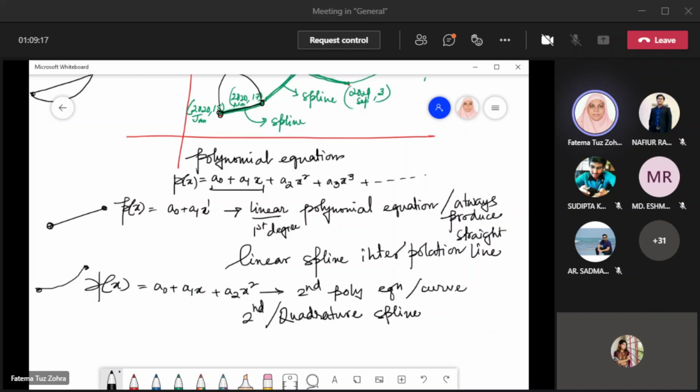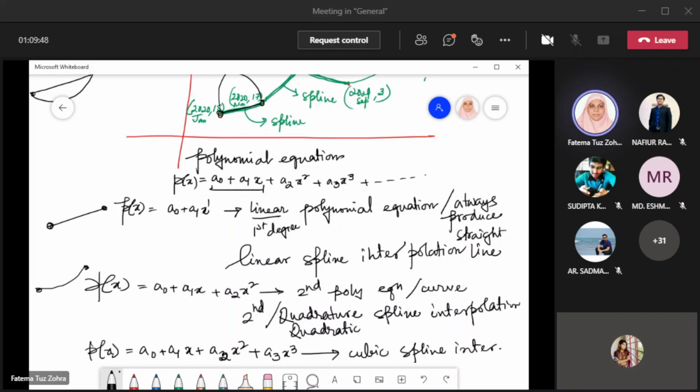The next one we are going to learn is cubic spline interpolation. That is when the pieces of the spline function are third degree polynomial equations. So here we are going to learn only these three types of interpolation: linear spline interpolation, then quadratic spline interpolation, and the third one is cubic spline interpolation.